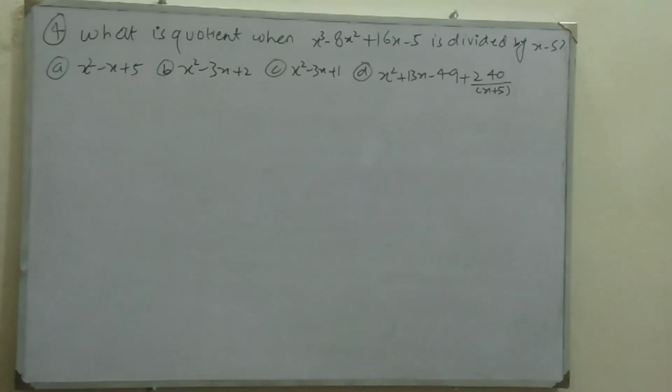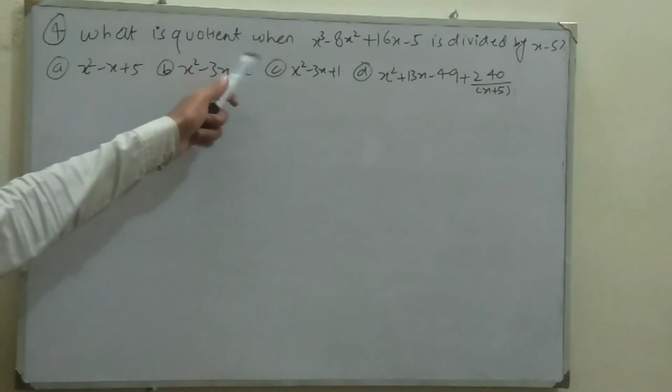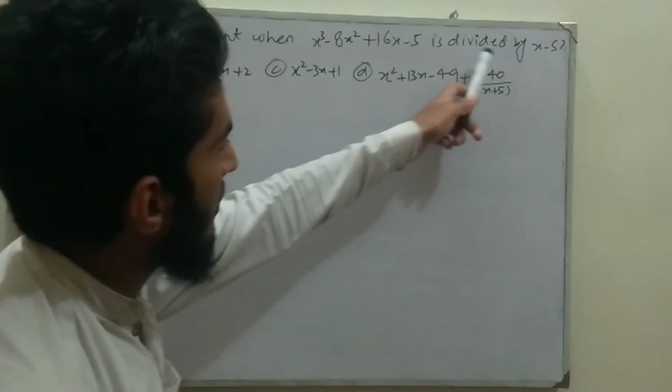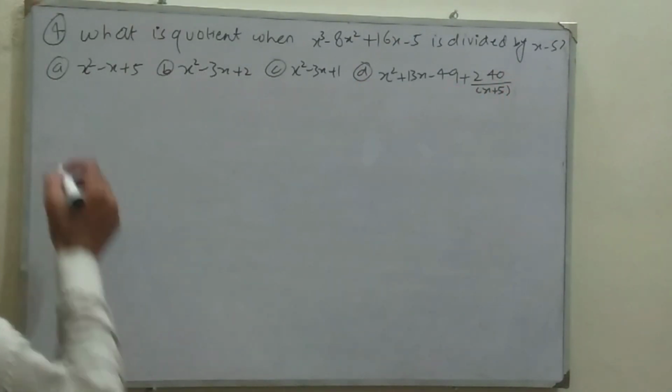So MCQ number 4 related with chapter number 4, partial fractions, class 10. It tells: what is the quotient when x cubed minus 8x squared plus 16x minus 5 is divided by x minus 5? So move to the solution.